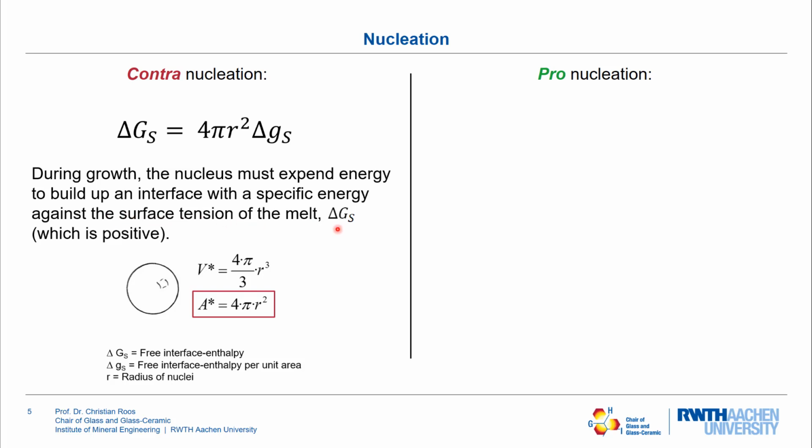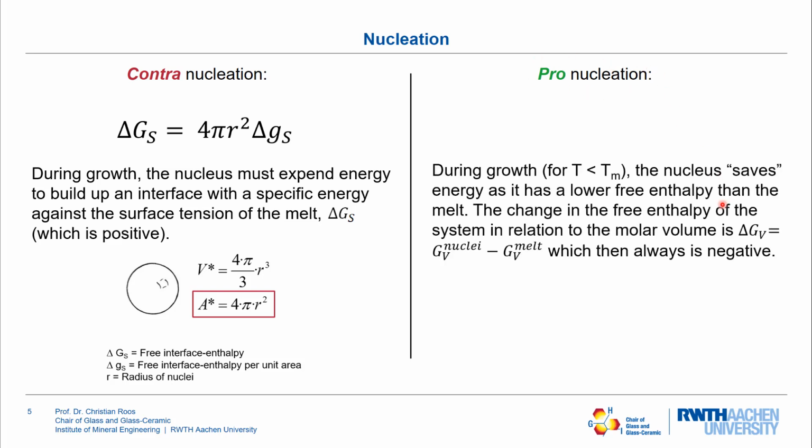So this is the energy that the nuclei must expend for enlarging its surface against the surface tension of the melt. Now, what speaks in favor of nucleation is that the nuclei, if the temperature is lower than the liquidus temperature of the system, is energetically the more favorable phase compared to the melt, which means the nuclei has a lower free enthalpy than the melt. So the change in the free enthalpy of the system in relation to its molar volume, which is the free enthalpy per volume of the nuclei minus the free enthalpy per volume of the melt, is always negative.